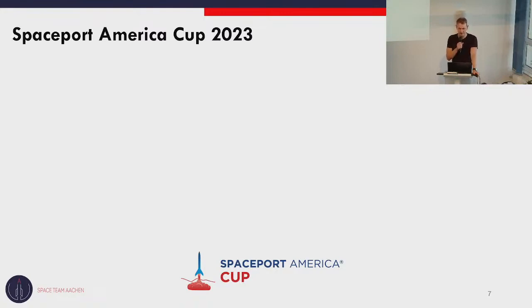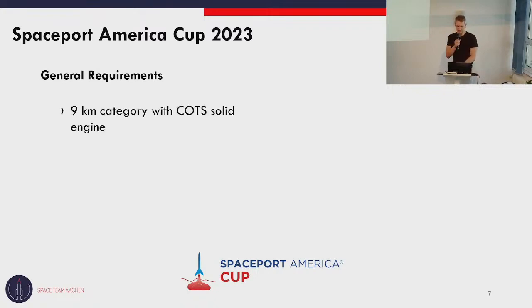We divided the requirements into general requirements and specific flight requirements. Usually these kinds of rocket competitions are divided into 2 categories: a 3 and a 9 kilometer apogee category, so you try to reach the targets as precisely as possible. Since the Space Team Aachen already flew 2 times in the 3 kilometer category with Carl 1 and Carl 2 at the European Rocketry Challenge 2020 and 2021, we set a new goal to fly in the highest possible category. Therefore, we will apply for the 9 kilometer range with a commercial off-the-shelf engine, so basically a bought engine.